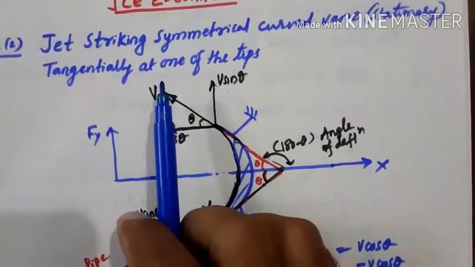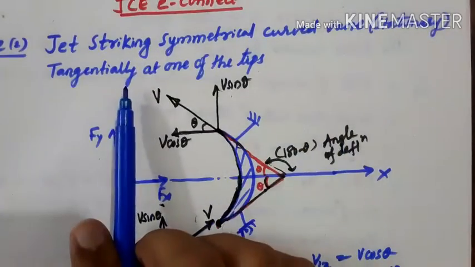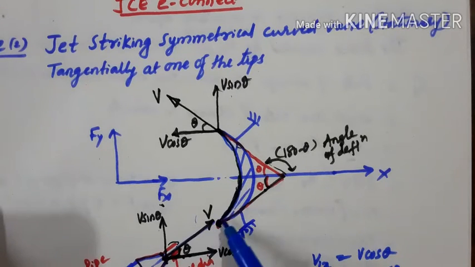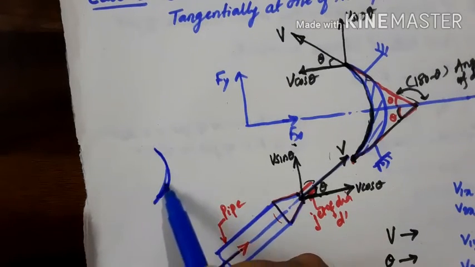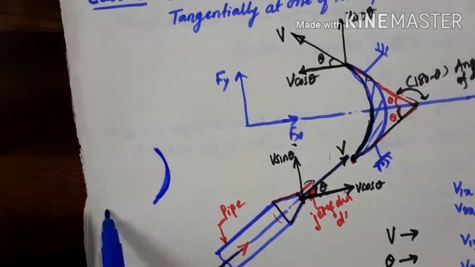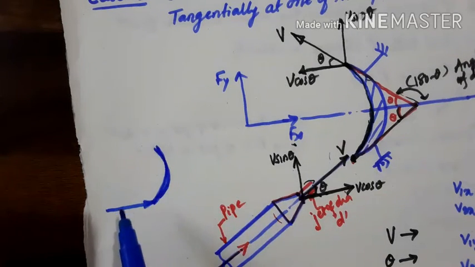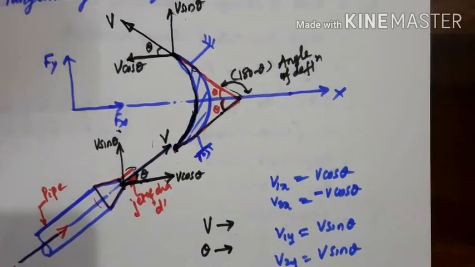So here the jet is striking a symmetrical curved vane, but the vane is kept stationary and the jet is striking tangentially at one of the tips. First you draw the vane, then allow the jet to enter the vane tangentially, making an angle of theta. Sometimes theta is 0. Suppose theta is 0, then the jet will enter tangentially like this. So this is also correct. That time this is V. So practice this derivation. I hope you understood this second case.